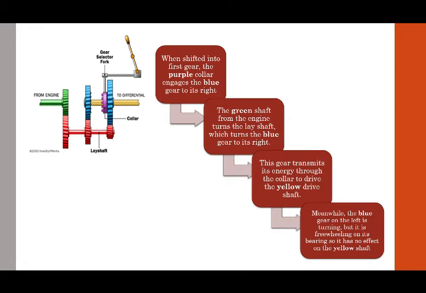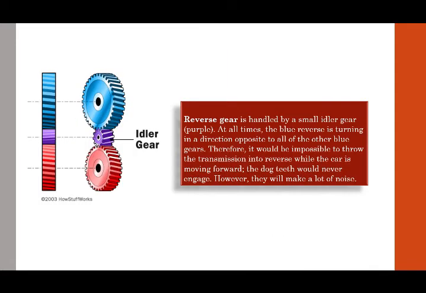on the yellow shaft. This is about the reverse gear. The reverse gear is handled by a small idler gear, the purple one in the middle. At all times, the blue reverse gear is turning in a direction opposite to all the other blue gears. Therefore, it would be impossible to throw the transmission into reverse while the car is moving forward. So we don't have to worry about hitting the reverse transmission while we are moving. Actually, it won't engage.